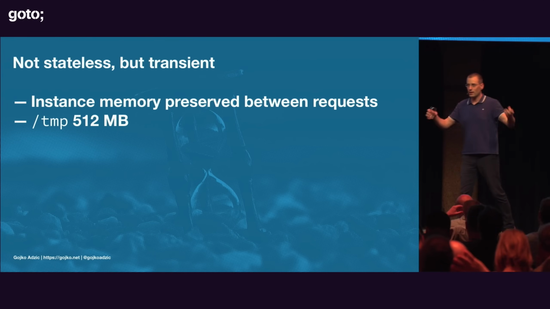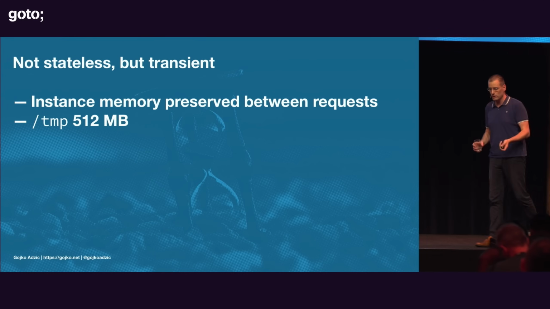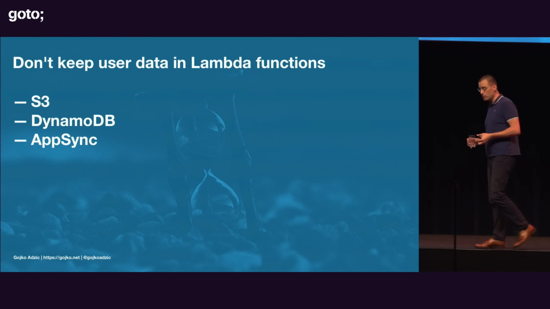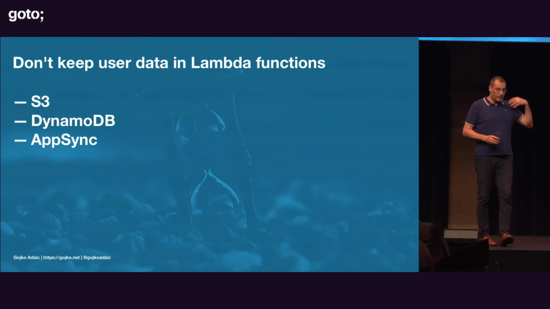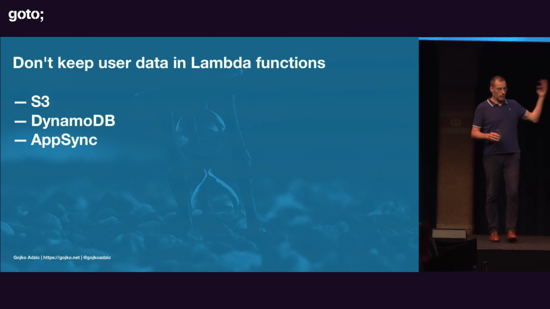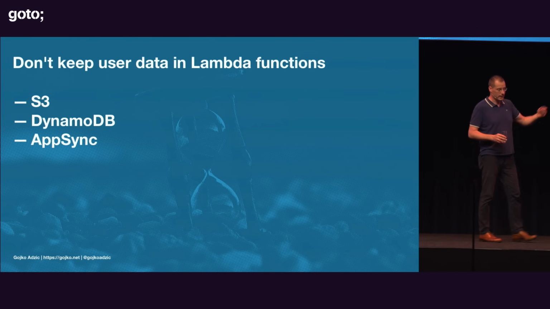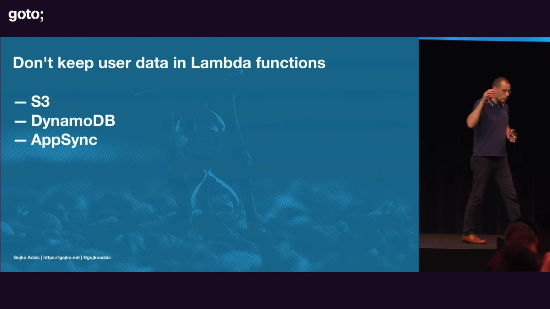Do it for application-related things that don't depend on a particular user. So don't keep user data in Lambda functions. That's a horribly bad idea. Put data somewhere else. There's S3, that's kind of an object store. There's DynamoDB, that's a data store.